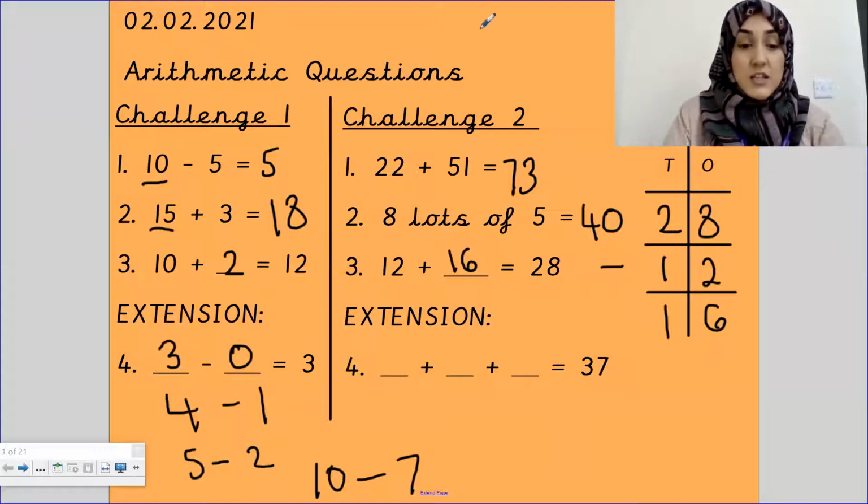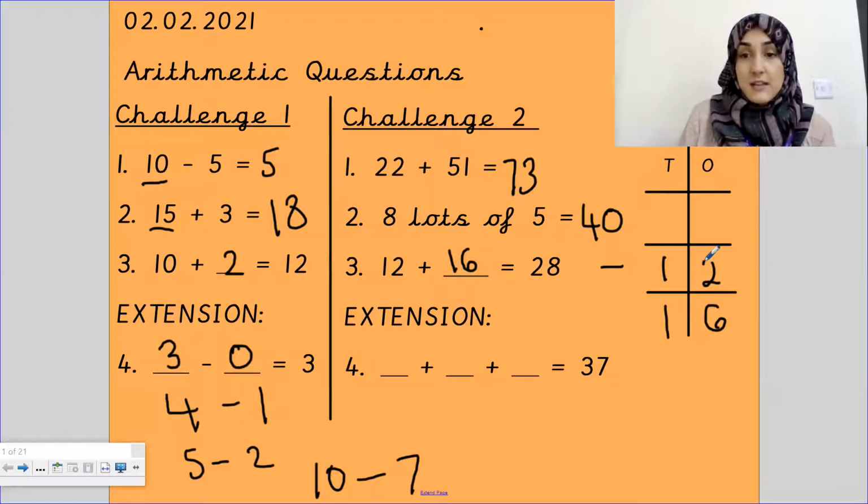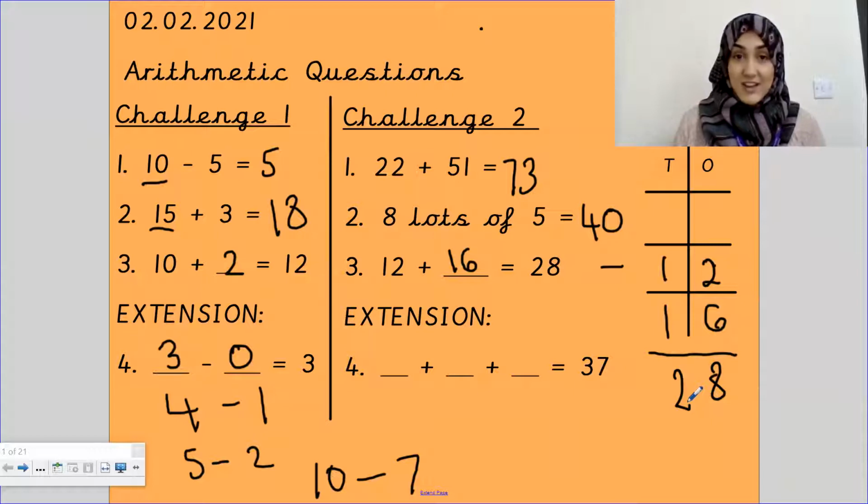And just to double check that I've done this right, I'm going to add 12 and 16 together. So I've got them here. Let's see what the answer is. 2 add 6 equals 8, and 1 add 1 equals 2. It does indeed answer 28. So 12 add 16 equals 28.